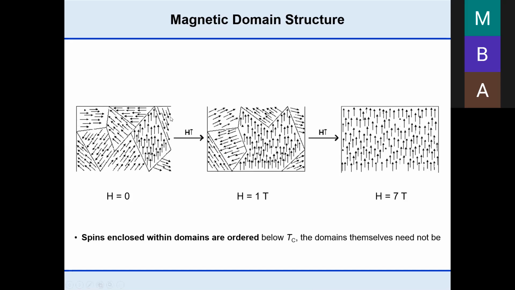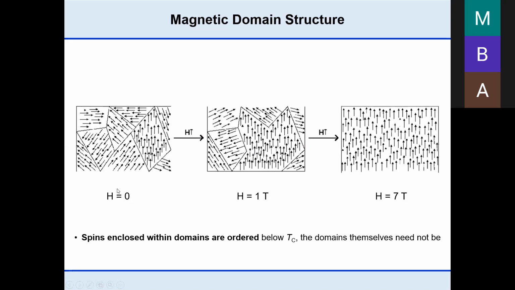We can get rid of this disorder by applying a strong magnetic field to line up all of the domains in the same direction. That's illustrated here, where at zero field we have all of our domains canceling each other out. However, within the domain itself, these spins are ferromagnetically coupled. As we apply a field, we can favor the growth of one domain over the others. And as we continue to increase the strength of the field, we can fully unify all of the domains into a single domain, I guess.